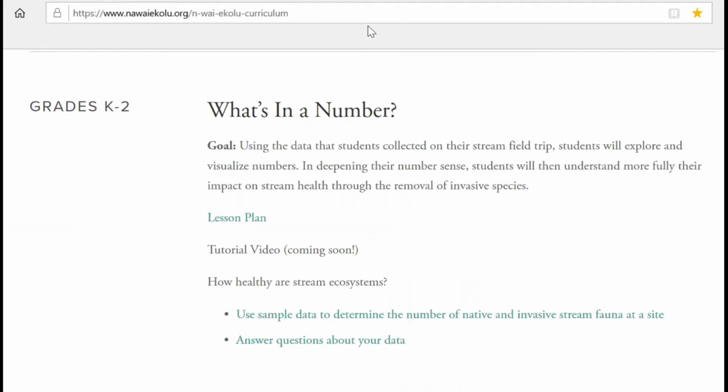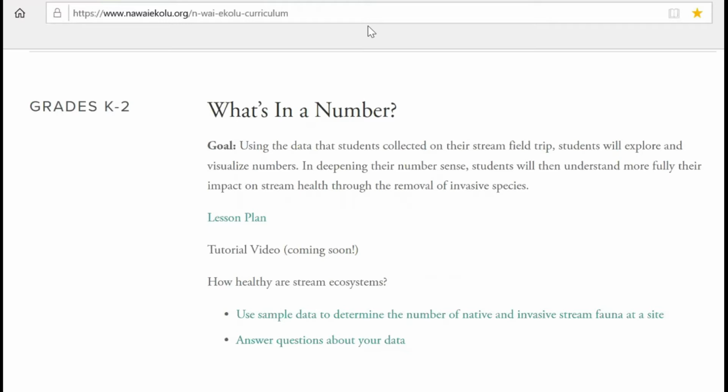Today we're going to go over the materials on our Nabai Ekolu website. To access these materials, you can go to the URL here and scroll down to the grades K-2 curriculum. I'm going to briefly go through these worksheets here and describe how they can be used for students and educators. Teachers can click on the lesson plan to see the goals of the worksheets and how they meet NGSS standards.